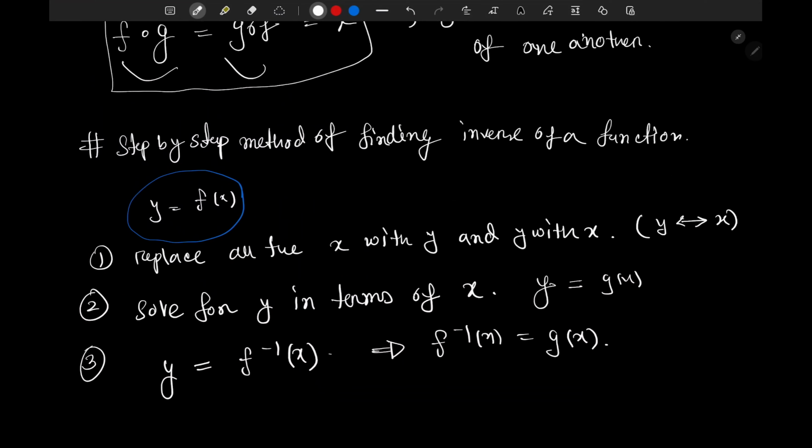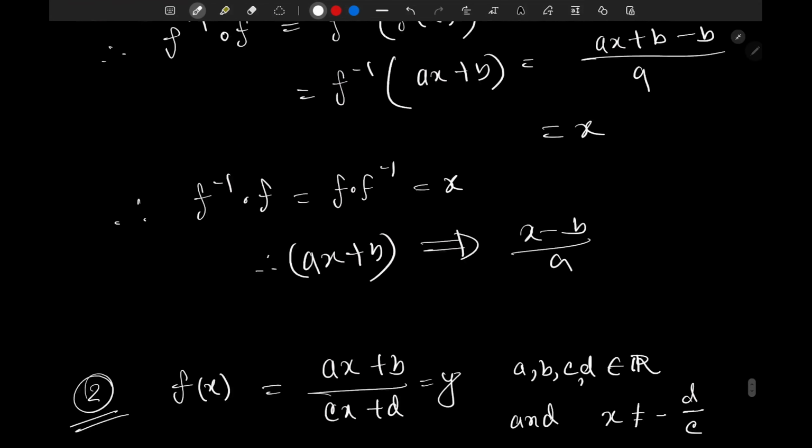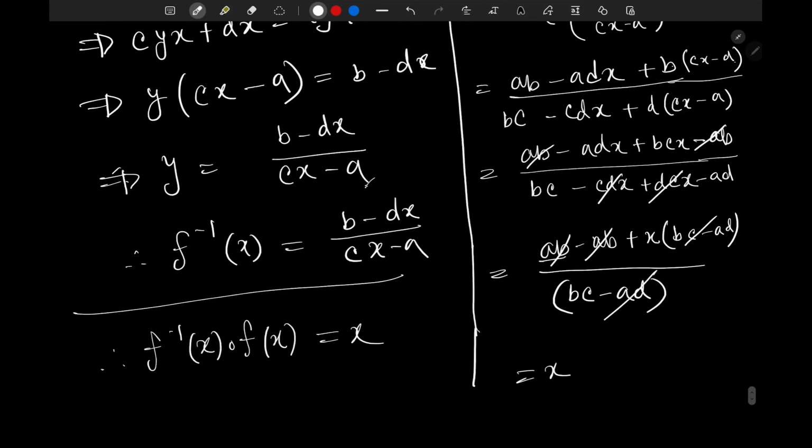So yeah, these are the steps that you can use to find the inverse of a function. I hope you liked it. I'm sorry for some of the silly mistakes that I made. I hope you won't make them in your exams. Otherwise, you're going to get a zero. So yeah, that's pretty much it.